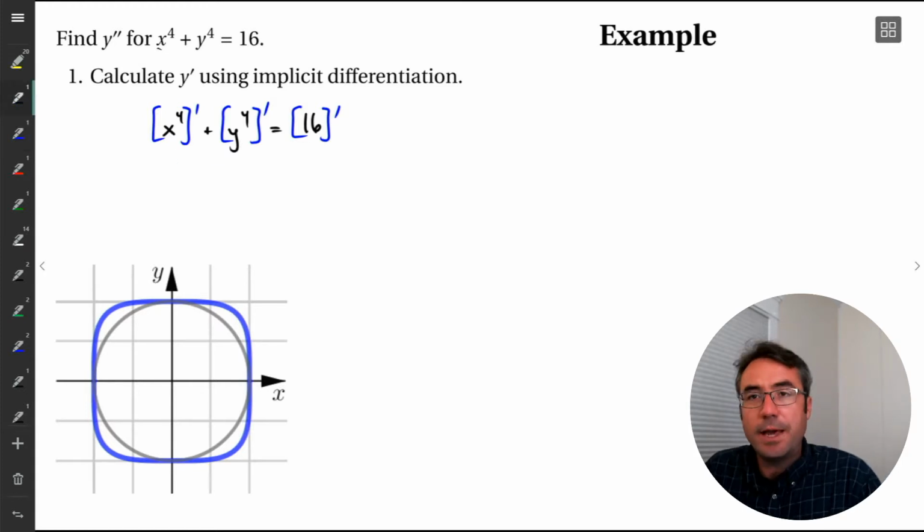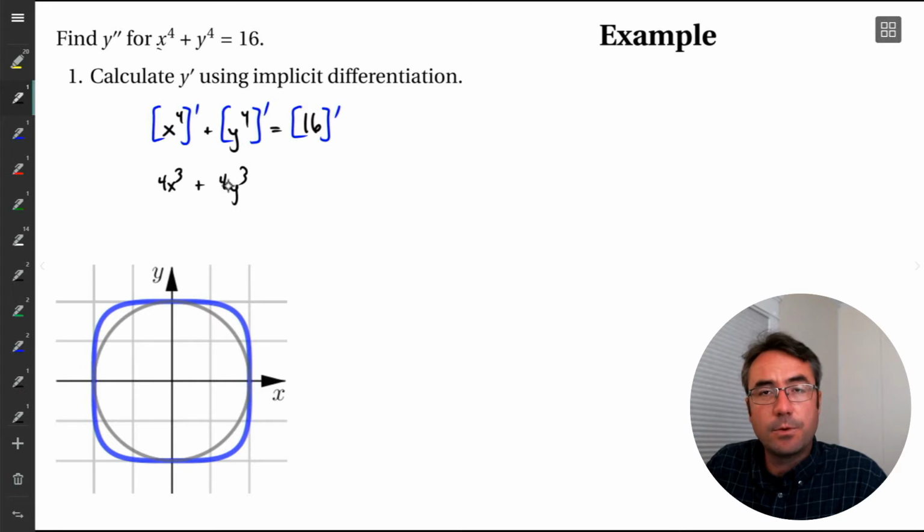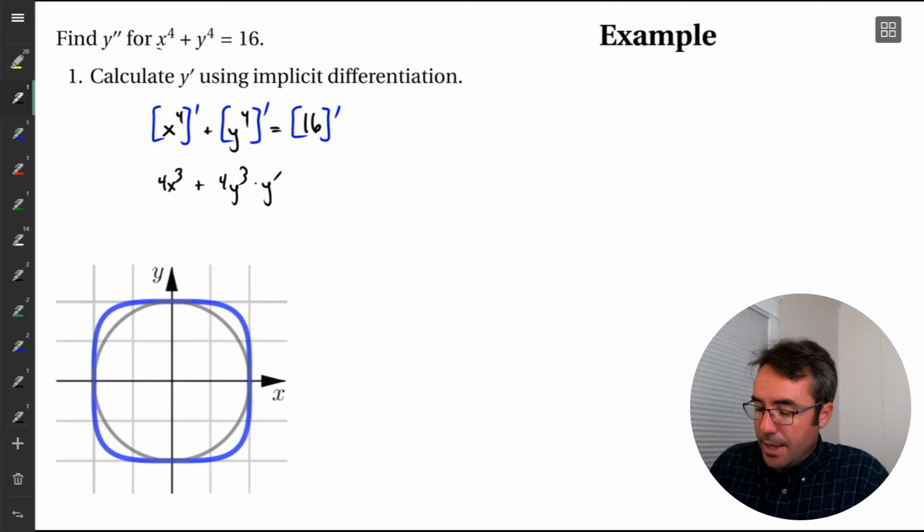Now we go through and we just differentiate like we've been doing. So this is an x term all by itself, so differentiate it like usual. Power rule tells us that derivative is 4x cubed. Then we have a y term all by itself right here, this y to the fourth. So we're going to differentiate that like usual. So 4y cubed, just regular power rule. But because this is a y term, we multiply the result by y prime. And then on the right, the derivative of a constant is 0.